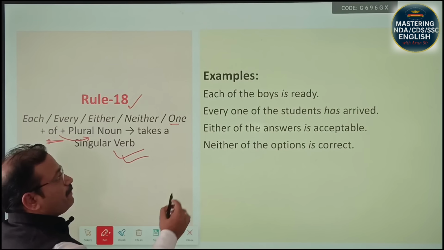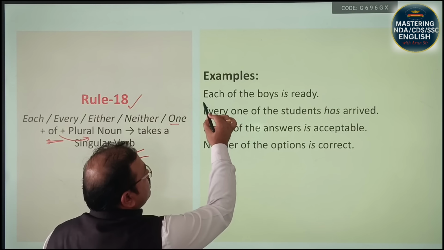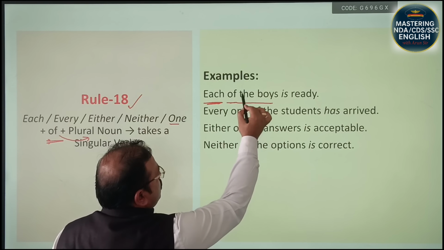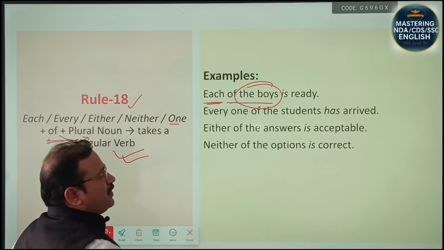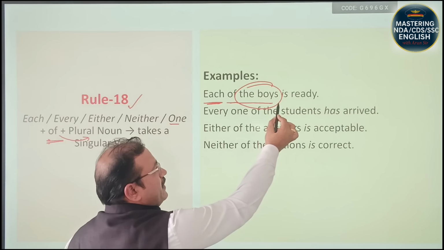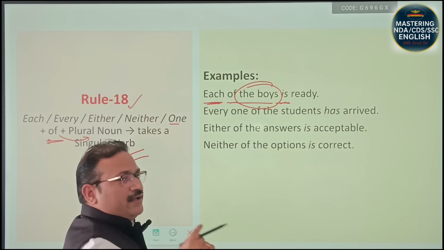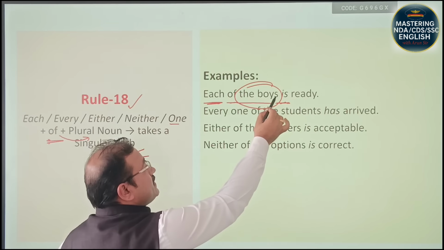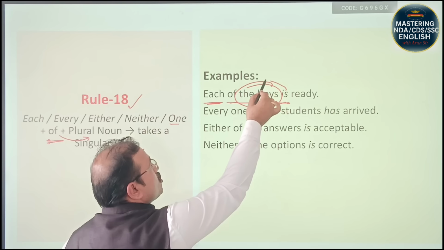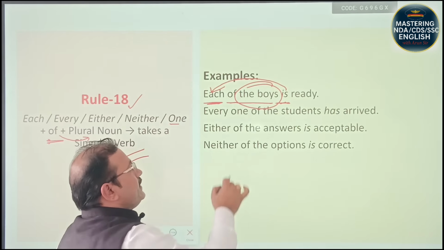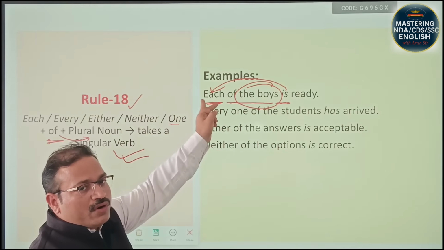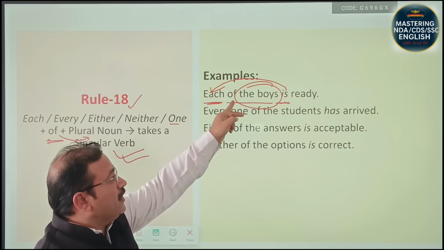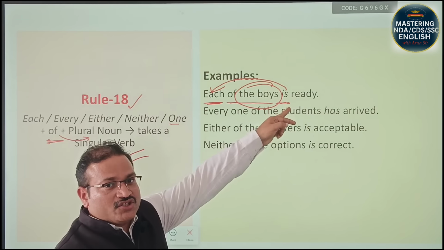Let us understand. Each of the boys. See, the noun is plural, but the verb will agree with what? The verb will agree with the main subject. What is the main subject in this construction? Anything that falls before of. Before of, we have each. Each is singular, will take singular verb, each.